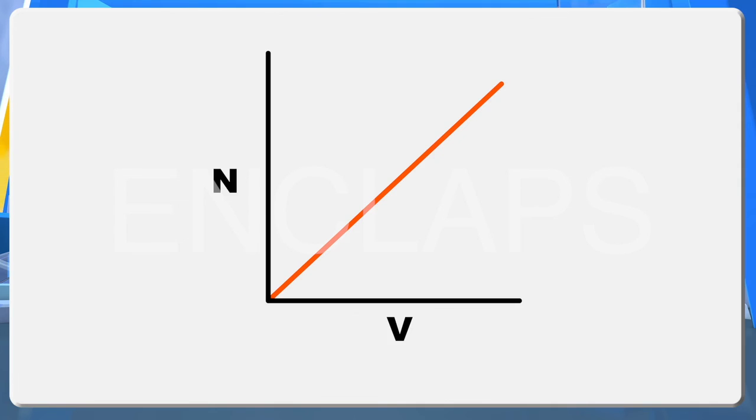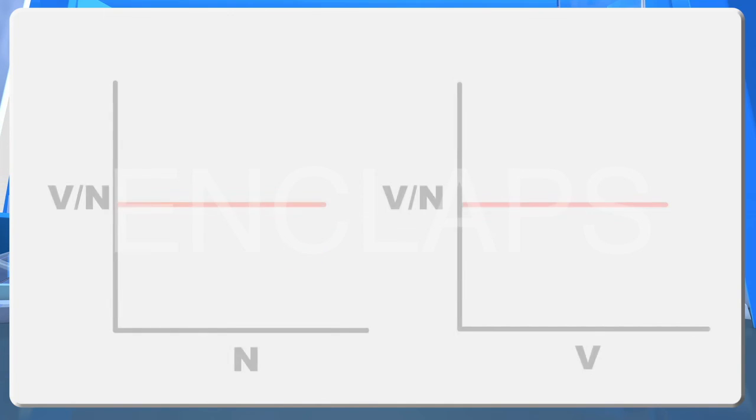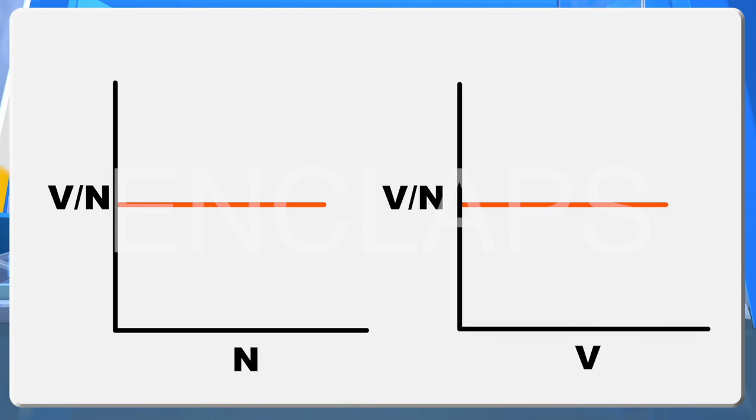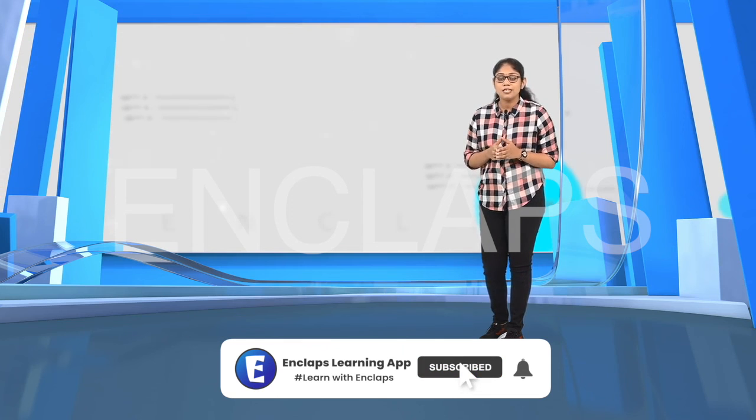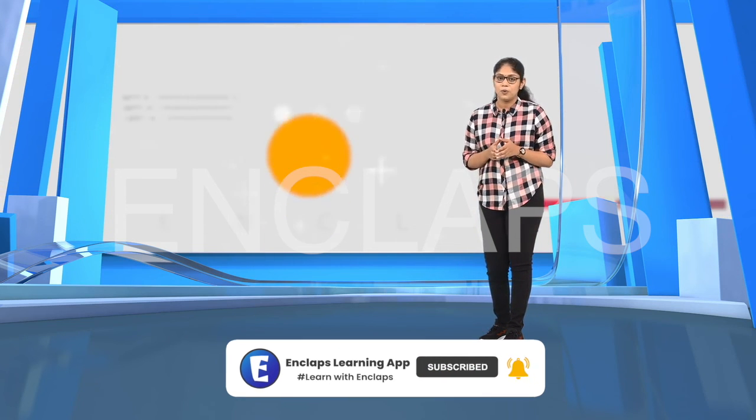This is the graph of Avogadro's law. Here, volume is taken in x-axis and number of molecules in y-axis. So, this kind of graph is obtained since V is directly proportional to N. These are the other graphs, V by N versus N and V by N versus V. This kind of straight line is obtained since V by N is a constant. So, we discussed different laws: Boyle's law, Charles' law, Avogadro's law. Thank you.